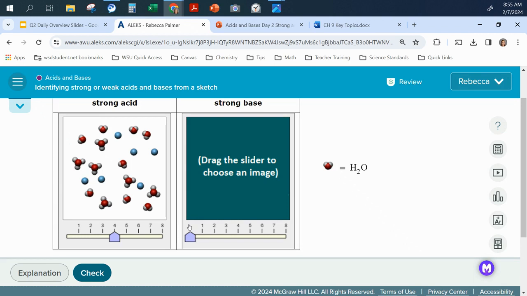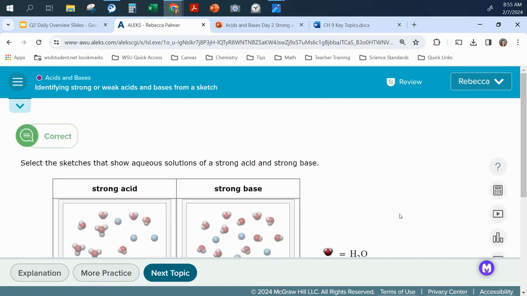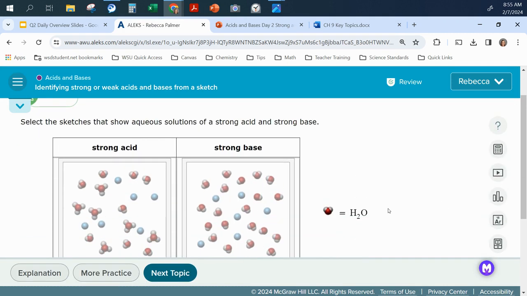Strong base is going to look like sodium hydroxide. All the sodiums are splitting from hydroxide. That's not true. That's just water. Nope. Okay, this is looking good. All of these ions have split from hydroxide. So I'm looking for something like sodium and hydroxide. This would be sodium hydroxide in solution. So I think that one's good. Strong base, strong acid. Okay, questions? Got it?